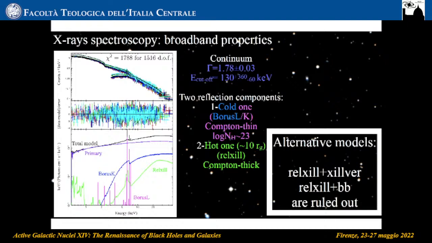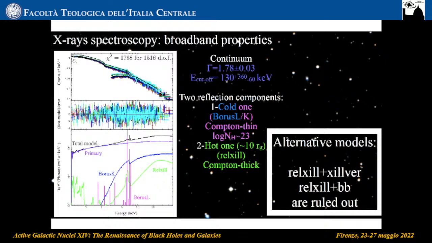We were not super happy in principle, so we said, okay, this is just a model we can use. Let's try other models, but then we found out that we were able to rule out models in which the reflection was only due to a relativistic component emerging from the disk, Compton thick, or both the narrow and the broad components emerging from the disk itself.